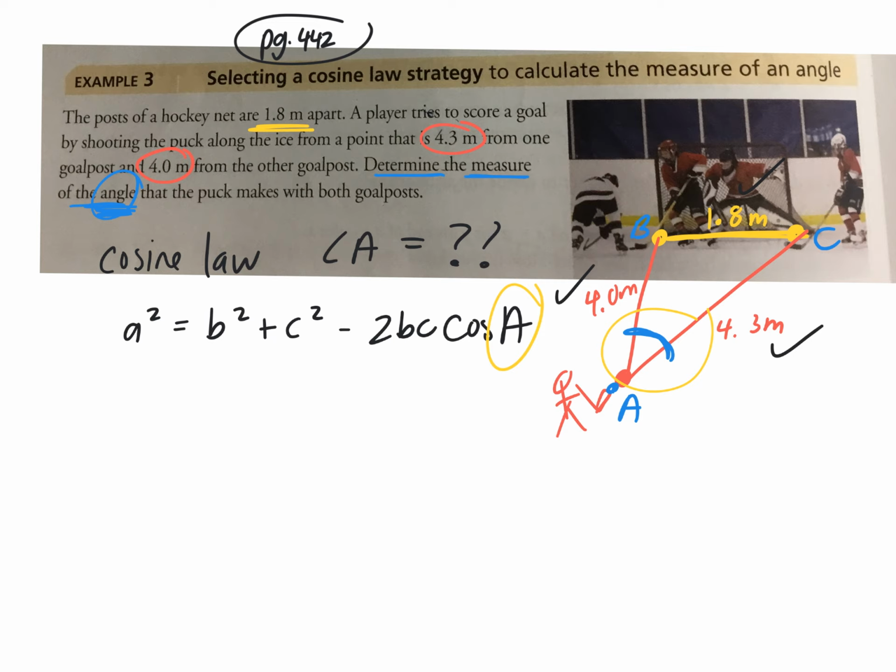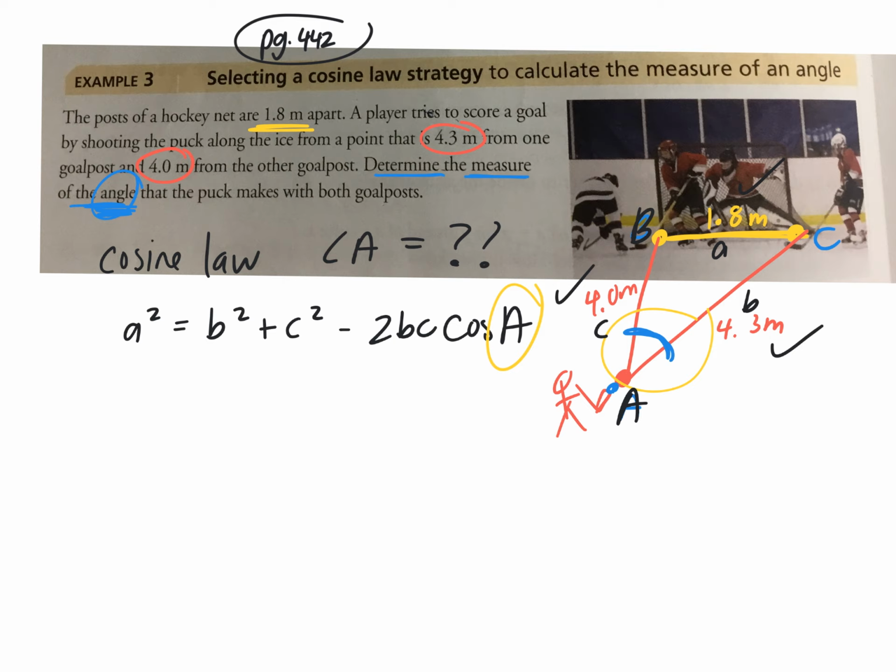Which value is equal to side length A? If this is angle A, what's side length A? Is it 4, 4.3, or 1.8? So this is A. What's B? 4 or 4.3? If this is angle B, where's side B? Good. And then this would be C. So always start by labeling your diagram. Make sure you're labeling it correctly, and then just fill it in. Substitute the values into the formula.